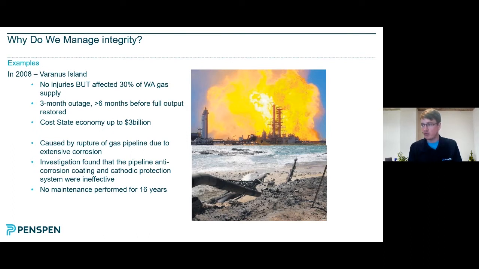The gas that was generated from the facility supplied the state's electricity as well, so it wiped out domestic gas and electricity, as well as agriculture and other major industries.